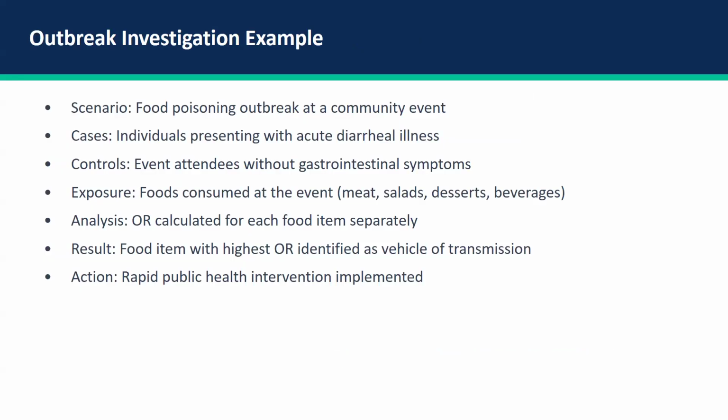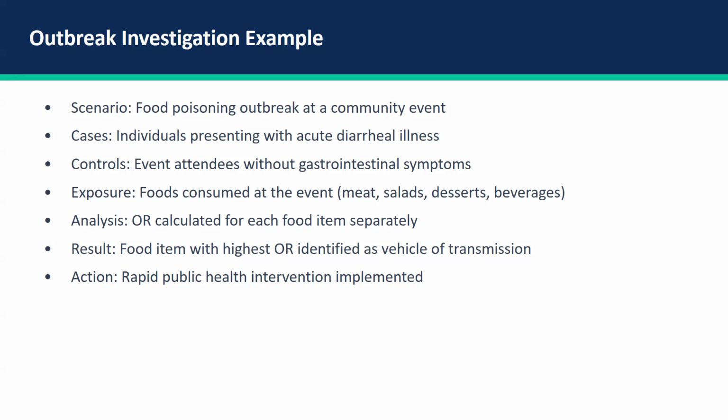So if a case control study is used for outbreak investigation, there is a scenario that a food poisoning outbreak occurs at a community event. Cases are the individuals presenting with acute diarrheal illness. Controls are the event attendees without the gastrointestinal symptoms. So we will see the exposure, the foods consumed at the event, like meat, salads, desserts, beverages, whatever is used there. And then we do the analysis.